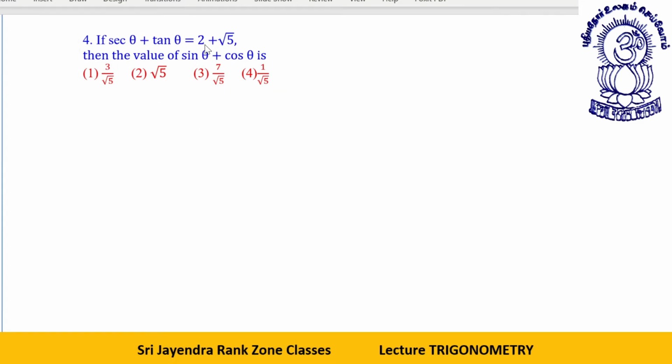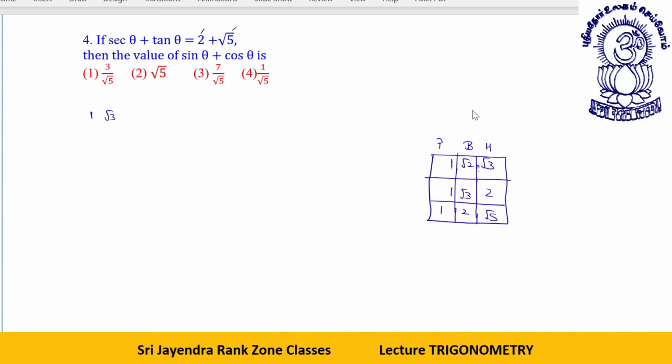Sec theta plus tan theta is equal to 2 plus root 15, then find the value of. See, students, how do you get 2 and 15? Look, there are more triplets. I want you to memorize a few more triplets. 1, root 2 and root 3. 1, root 3 and 2. Another triplet is 1, 2 and root 5. These are also a few very important triplets. P, B and H. Fine. So what do we have now?